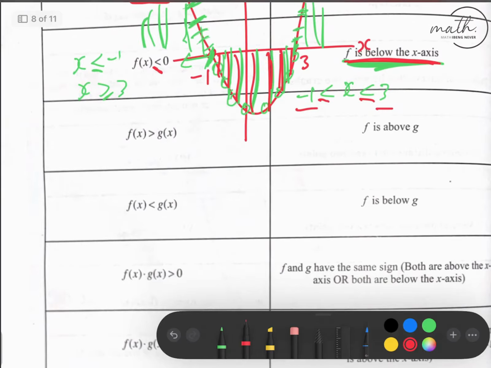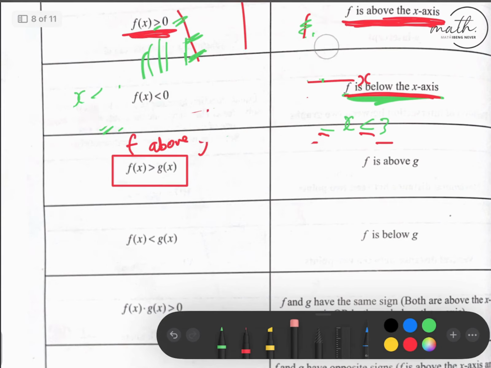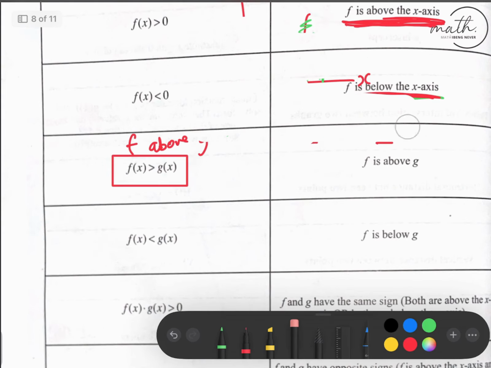Next one. Now you have two graphs. It's not just the x-axis. It's the graph of f and the graph of g. Where is the graph of f above g? So again, you'll have two graphs in this case. There's an example, but I'm going to use mine. You can go there and use it, then check it. I'm just going to explain using mine.